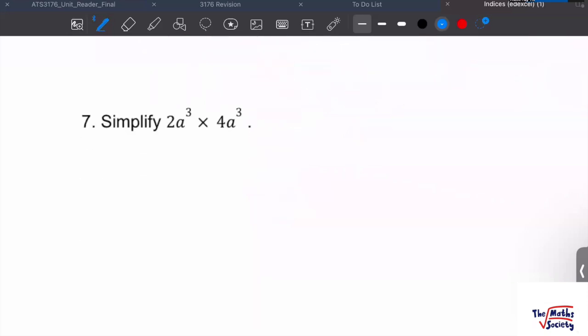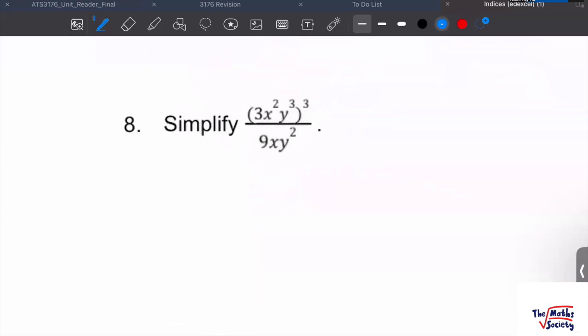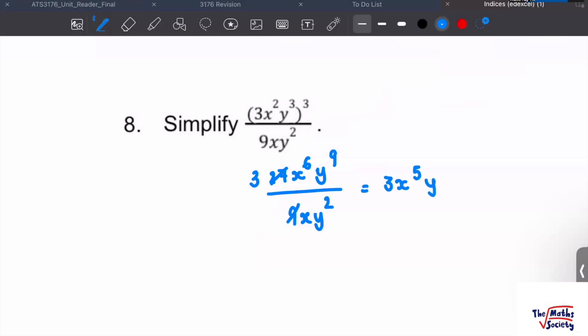And then you move on to number 7, which is just multiplication. A, we know that we have to add the powers. So 3 plus 3, a power 6. And then moving on to the next question, it gives you 3 power 3, so that's going to be 27. And then x power 6, y power 9 divided by 9, x, y squared. So 27 divided by 9 is going to be 3. And then x power 6 minus x power 1, so that's x power 5. And then y is 9 minus 2, which is going to be 7.